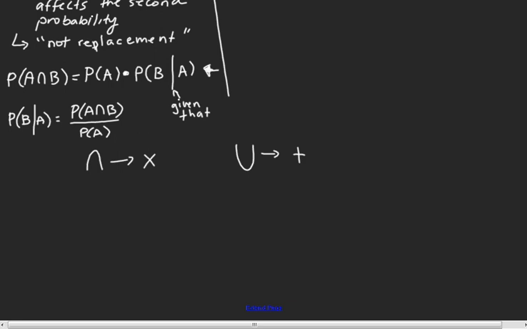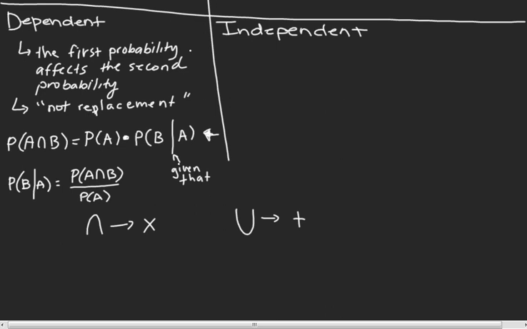Okay. And then today we're going to deal with independent events. And they're a lot easier, actually. Why might it be a little bit easier?